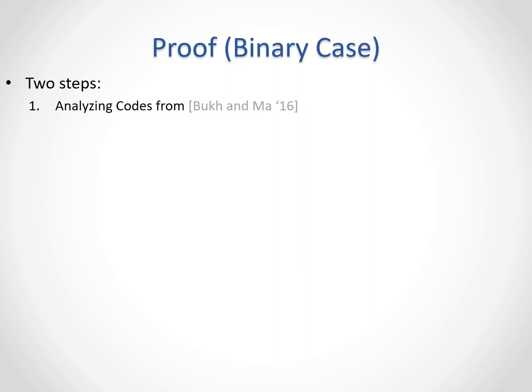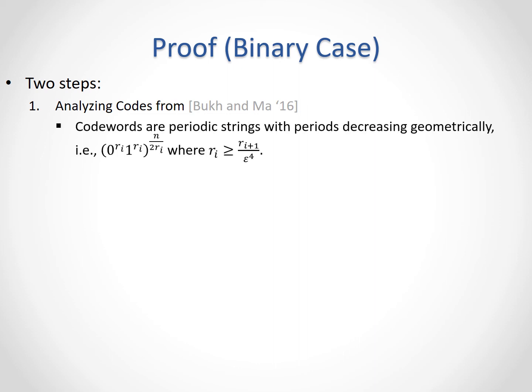The proof has two major steps. In the first step, we analyze codes that were introduced in the work of Bukh and Ma, which were shown to have good edit distance properties. The codewords of this code are of the form of alternating repetitions of zeros and ones. That is, R 0s followed by R 1s followed by R 0s, and so on and so forth. And here we will refer to R as the period of the codeword. And we would want the periods of the codewords to form a geometric progression.